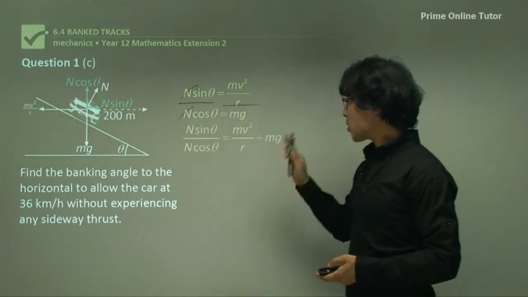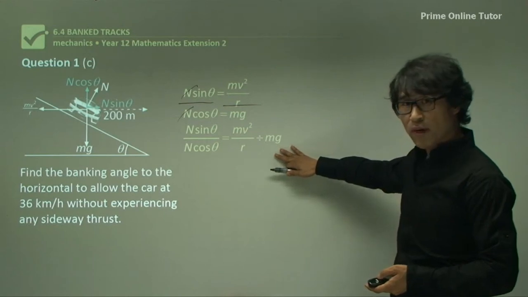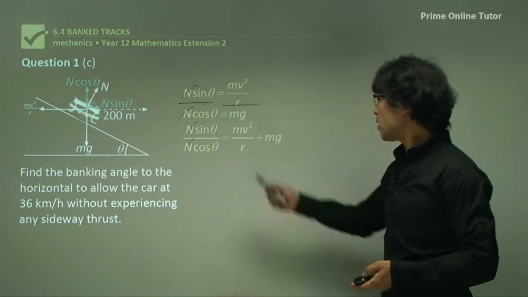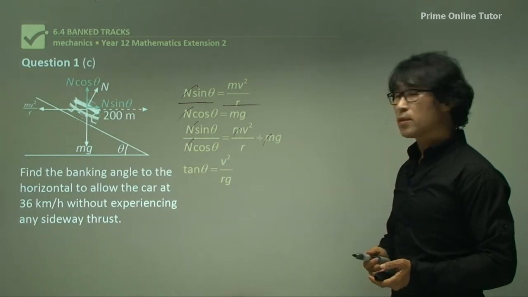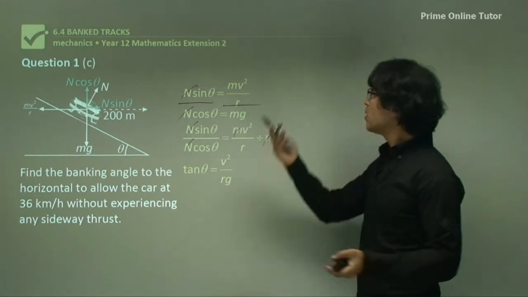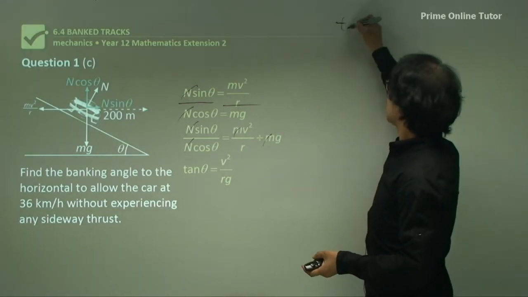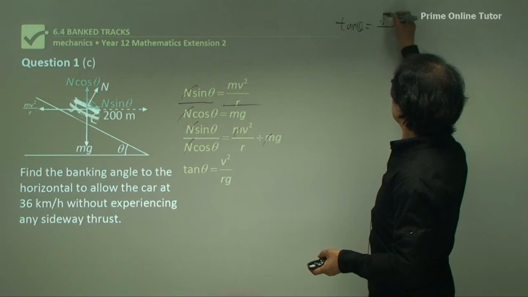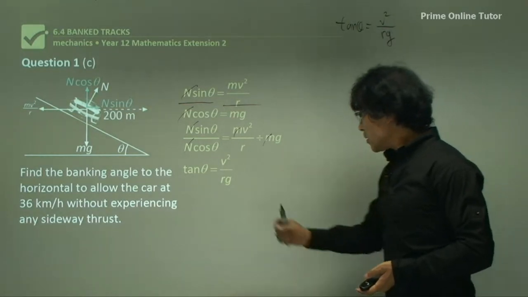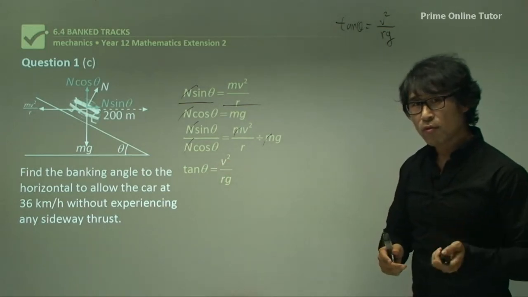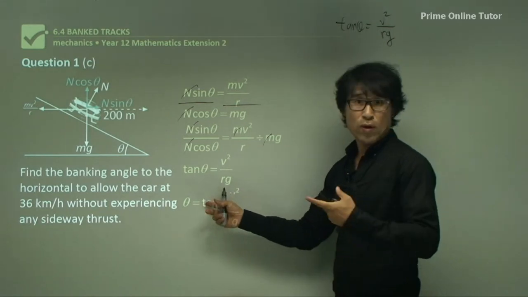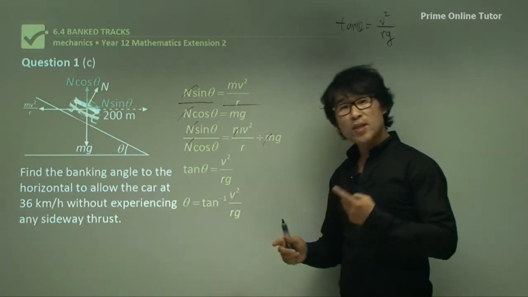So I'm going to divide this by that. This becomes simply tan here, and N will disappear. So we can simply write tan theta equals v squared divided by r. That's the algebra. So tan theta equals v squared over r times g. This theta is the one that we are looking for, and you find theta by using the inverse tangent.